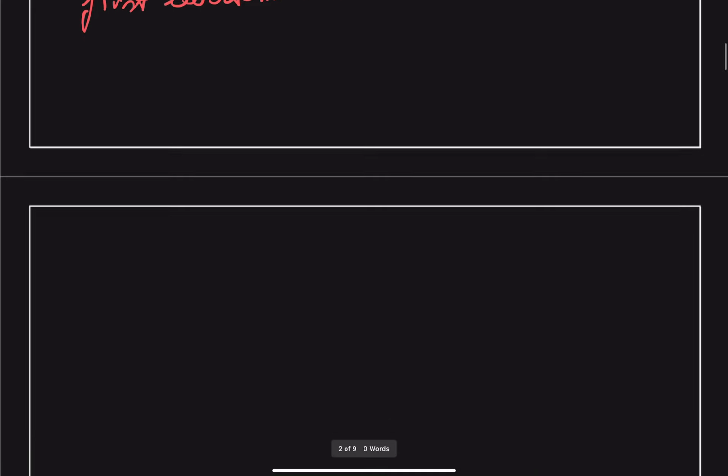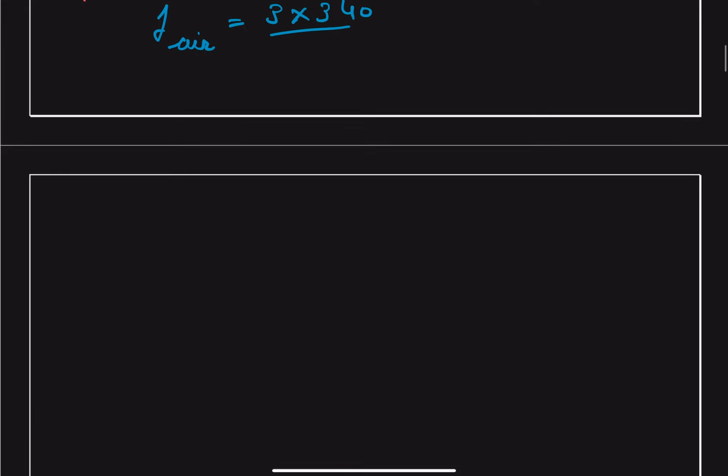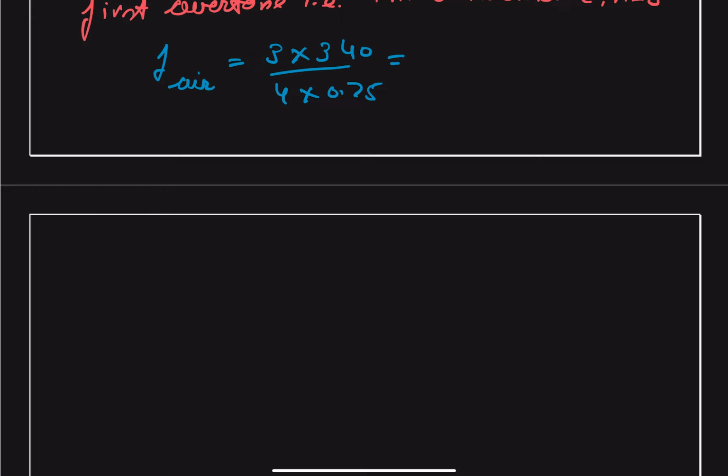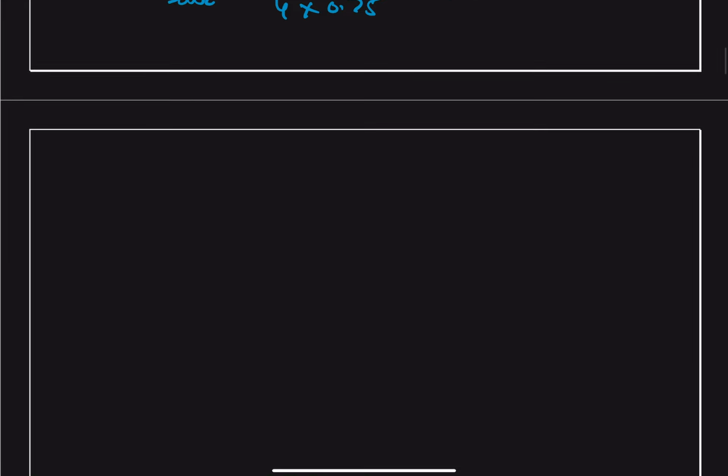So we substitute all the values, we get F air will be equal to 3 multiplied by 340, divided by 4 times the length. Length is given as 0.75. So this comes as 340 Hertz. So the air column resonates at 340 Hertz.